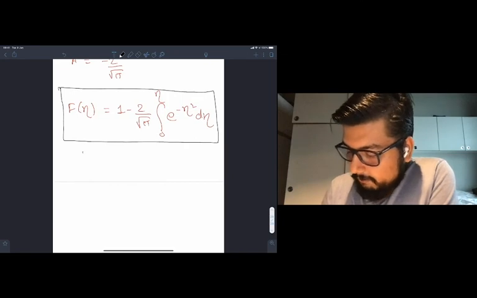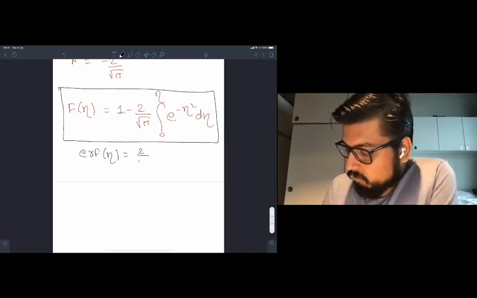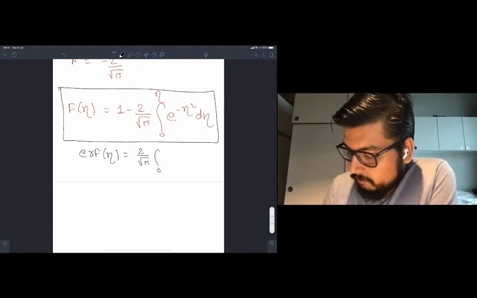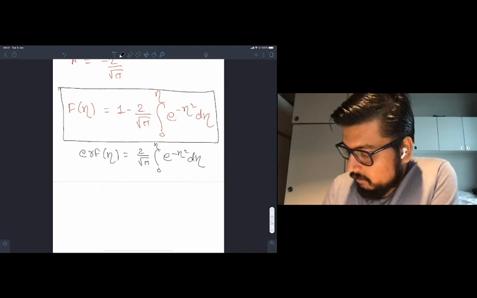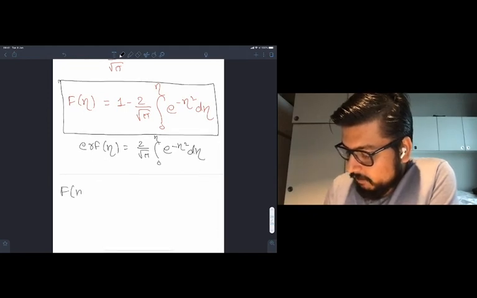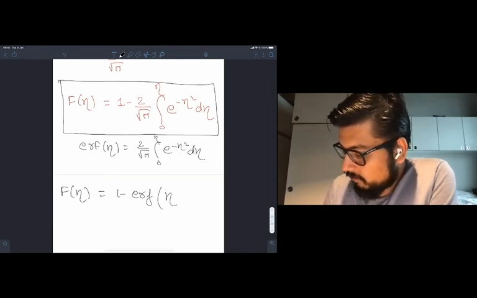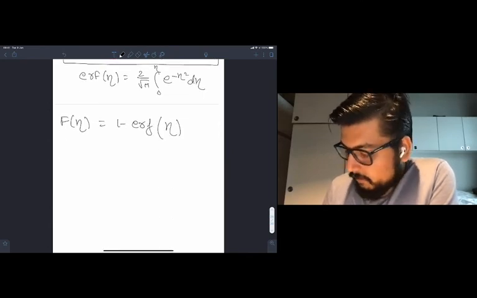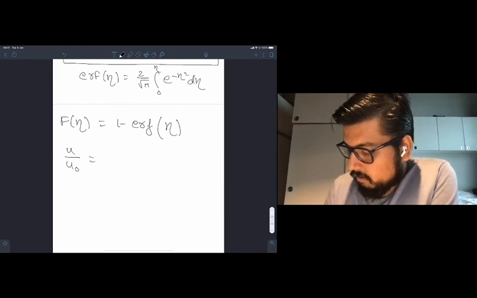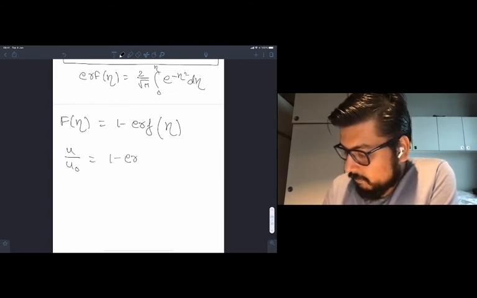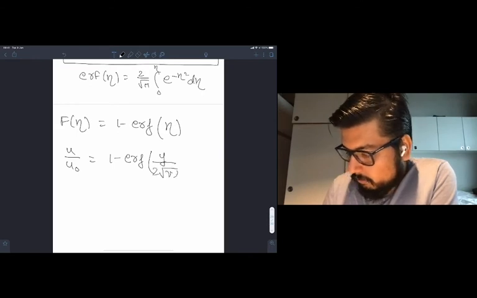Of course, if we define the error function as 2 upon root pi integral 0 to eta e to the power minus eta square d eta, then this function f of eta is nothing but 1 minus error function of eta, which I can write as u upon u naught is 1 minus error function y upon 2 square root mu t.